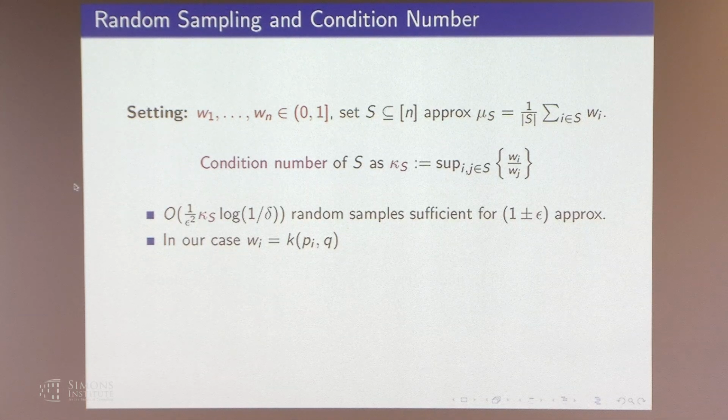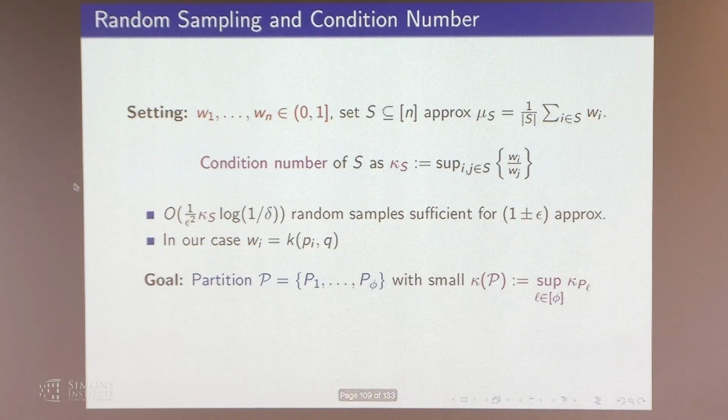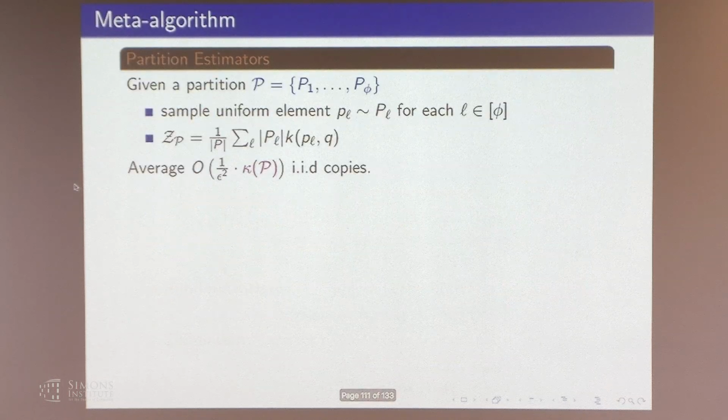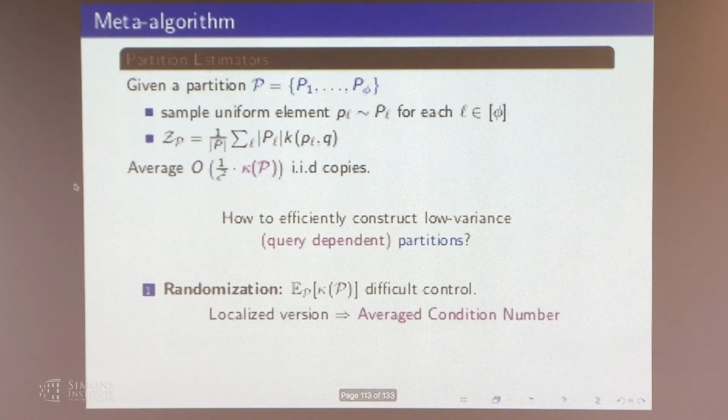But anyway, the point is we can handle all of this stuff, and we can actually design a data structure which at query time allows us to produce a partition in the data set where in each piece of our partition the ratio of the kernel values is small. Okay, and that's how this estimator works.